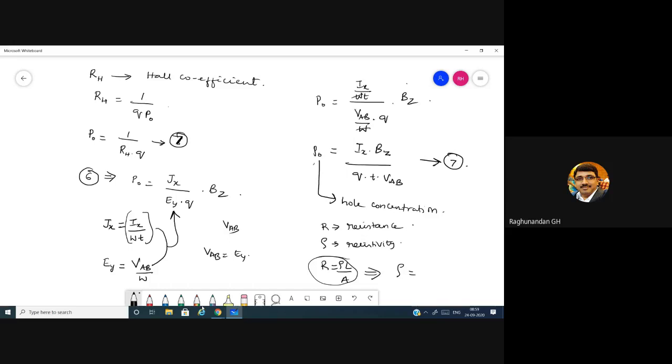Based on this, I want resistivity. So for resistivity, how can you write it? You can write it as RA by L. And for area, we have already taken it here. What is the equation for area? Width into thickness. So rho is R into W into T by L.